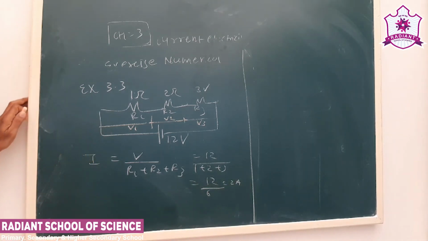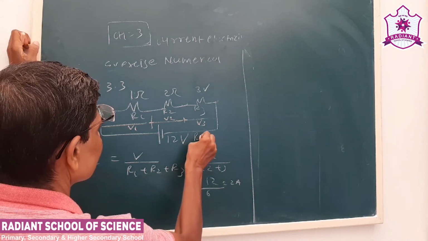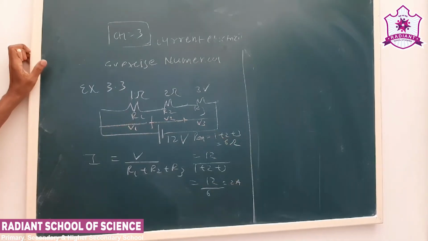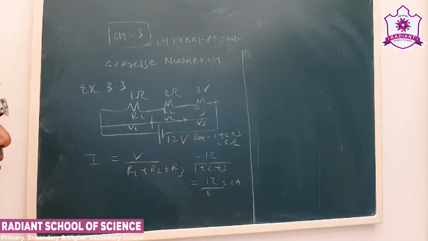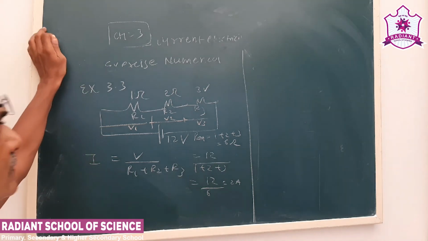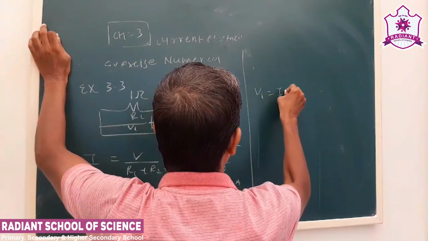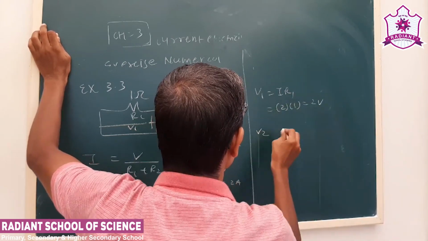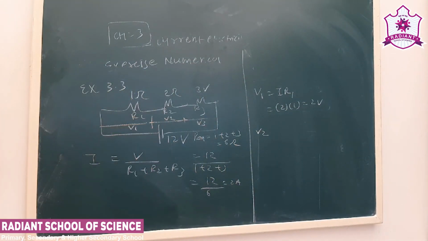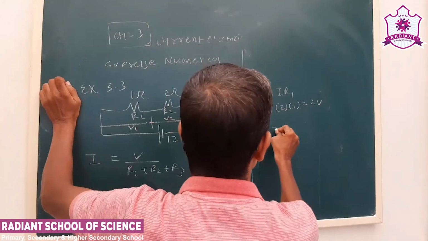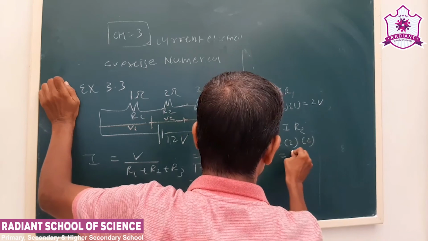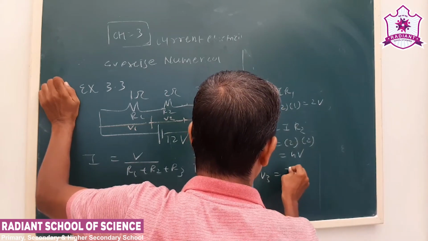Now R equivalent will be R1 plus R2 plus R3, that is 6 ohm. See, the current is I is V upon R equivalent. Now voltage V1 will be I R1, 2 into 1, 2 volt. See, the voltage across R2 is I into R2, I is 2. V3 is I into R3.